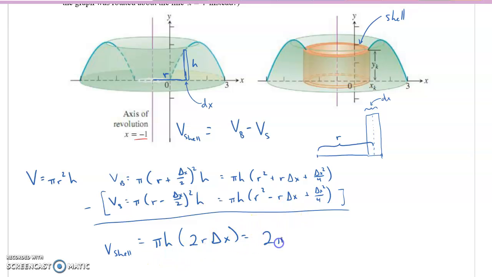So the volume of our shell is going to be, well, take a look. We've got 2 pi r, that should sound familiar, times h times the thickness of delta x. So circumference shows up here, times the height. That's going to give us the surface area of a cylinder, and then we have to multiply by the thickness. So that would be our new formula that we're dealing with.